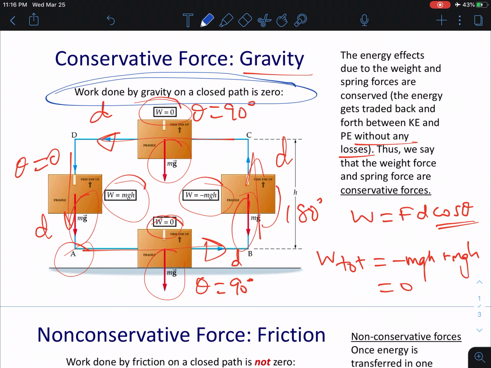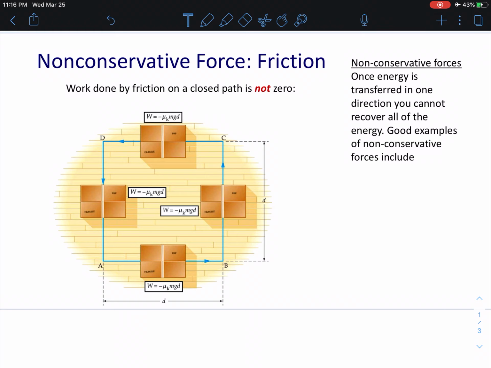We can either keep it as delta U, change in potential energy, on the left side of the energy conservation, or keep it as work done by the weight force on the right side. But one or the other, please be very careful with that, and this is the reason why.